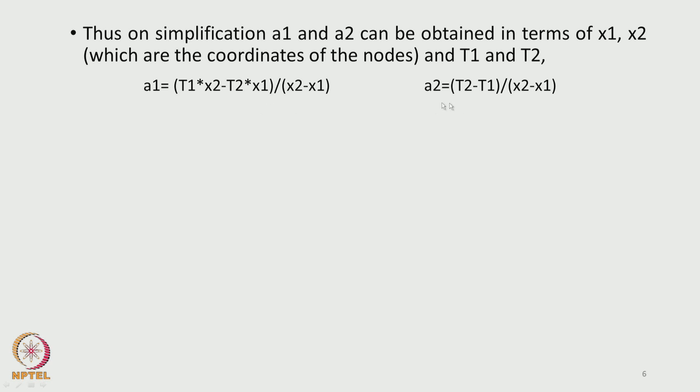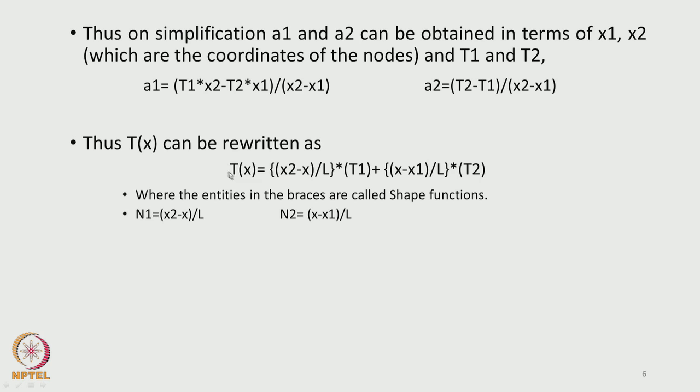I mean, this is a straightforward procedure. You substitute in the linear equation, you get two equations and two unknowns, solve them and you get the coefficient values. The original equation T of x can be rewritten using these coefficients A2 and A1 as x2 minus x by L into T1, similarly x minus x1 by L into T2, where the entities in the braces are called shape functions. The usual symbol is the letter N.